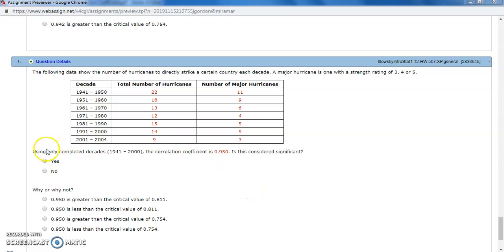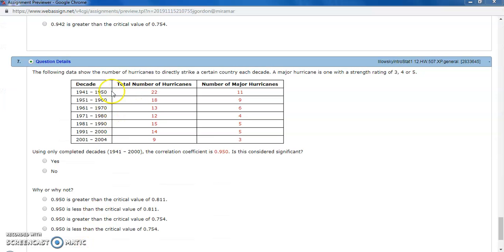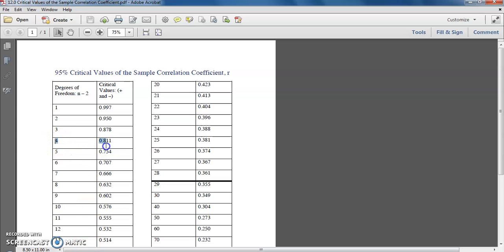So this one has, using only the completed decades, 1941 to 2000, the correlation coefficient is 0.950. Is this considered significant? You can see your degrees of freedom: you have 1, 2, 3, 4, 5, 6, because that's your n, you're only using 6 data points. So your degrees of freedom is going to be 4.